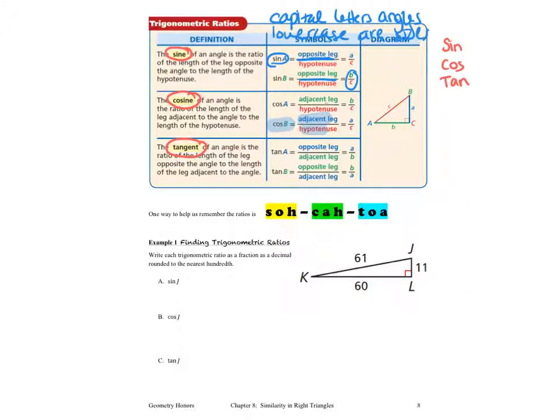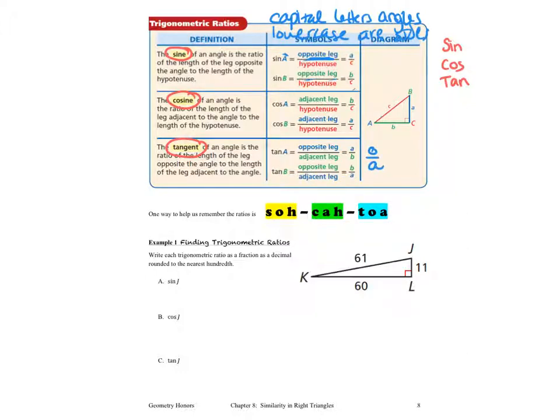Now let's take a look at tangent. Tangent of A: tangent is opposite over adjacent. Looking at angle A, the opposite over the adjacent, which would be B, so it'd be A over B. Let's look at tangent of angle B. Tangent of angle B is opposite over adjacent. So for angle B, opposite B over adjacent A. Notice that tangent is opposite over adjacent every time.